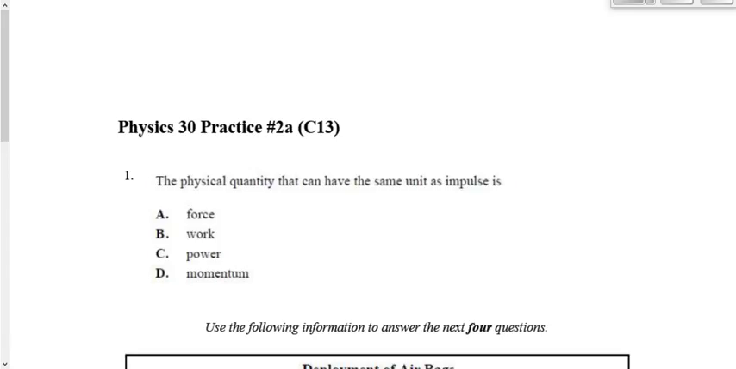All right, we're taking a look at practice question set 2A that you guys did over the weekend and submitted online for me. Starting with question number 1, easy one to start off with, I think.